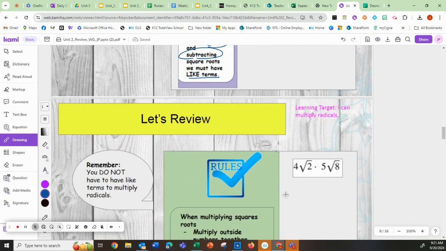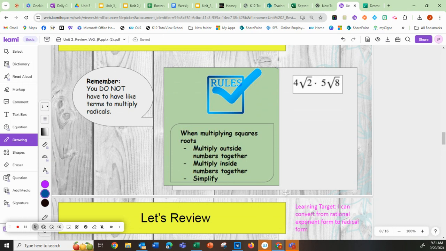My next slide is going to be a rule for multiplying. When you're multiplying, you don't have to have like terms. You're going to multiply the outside numbers together. So 4 and 5 are the outside numbers. They multiply to be 20. And then you're going to multiply the inside numbers and put those back inside your radical.